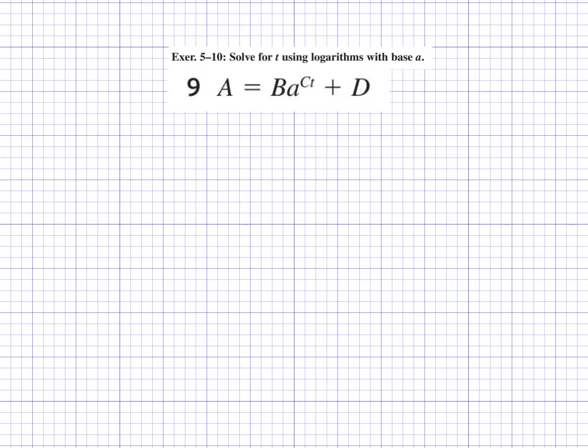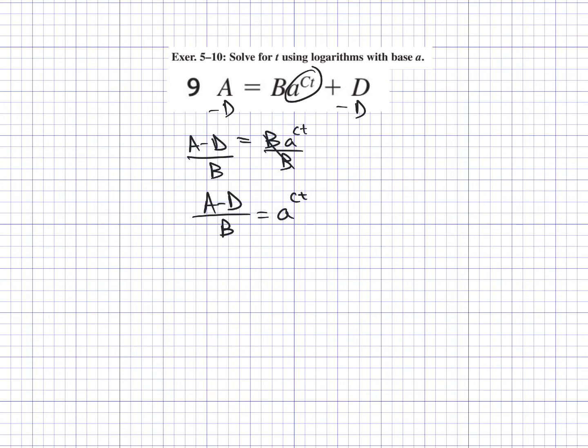Okay, so subtract d, a minus d. We're just doing algebra here until we get to the end. We're always trying to get the base and the exponent by itself if you're trying to change to a logarithm versus an exponential function. So this is exponential. We're changing to logarithm. So now divide by b, just manipulating. So a minus d over b is equal to a to the ct. Okay, so now we have the exponential by itself.